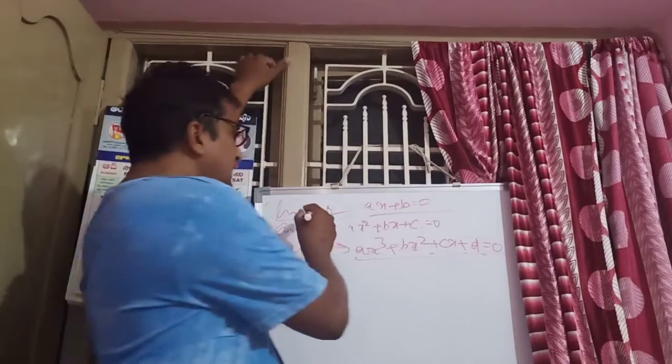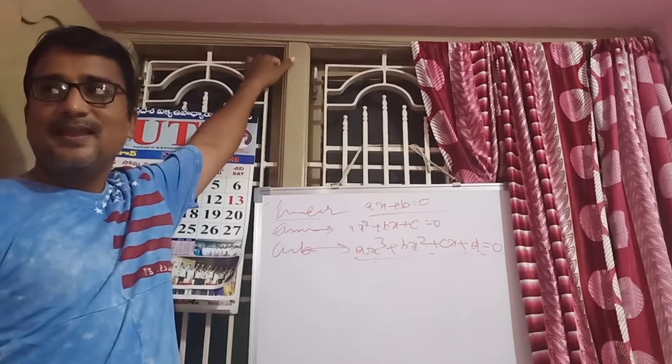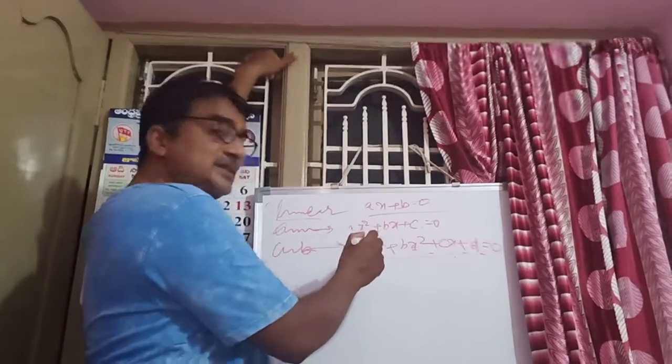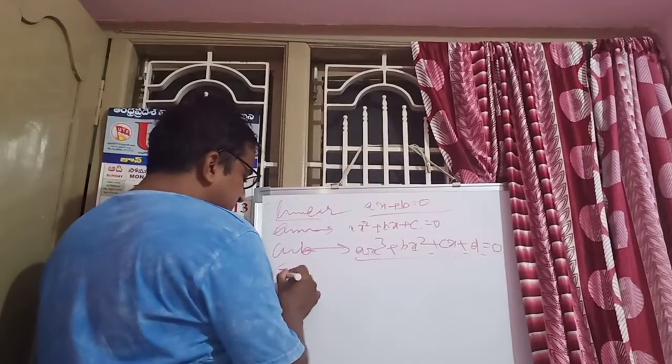Linear polynomial is the linear equation. Linear equation, quadratic equation. And now the next chapter is graphs.